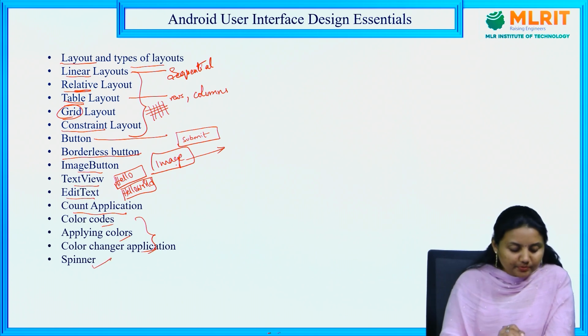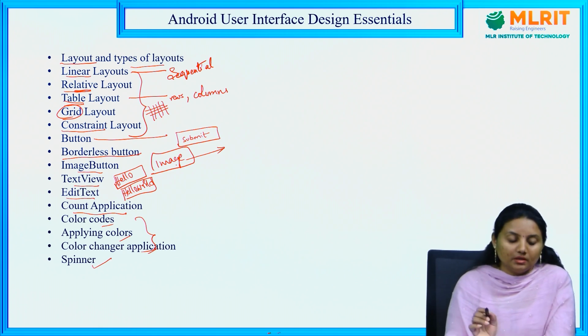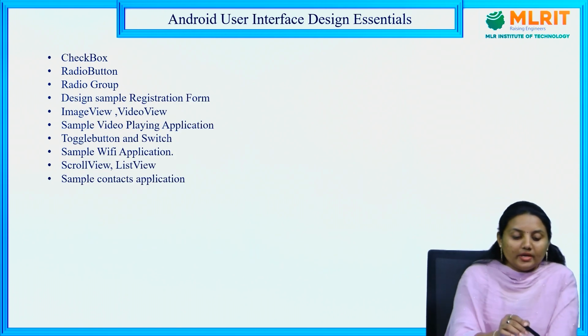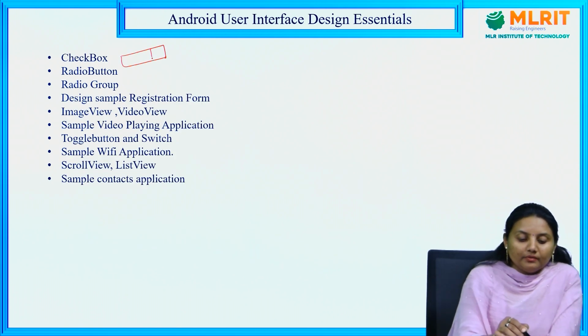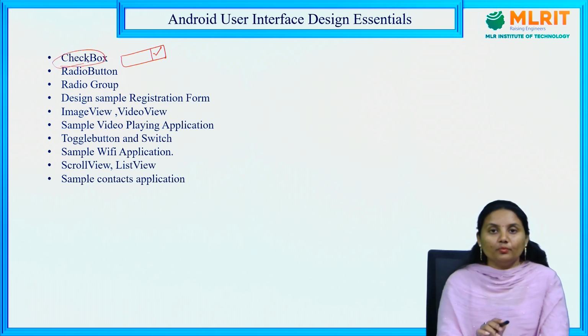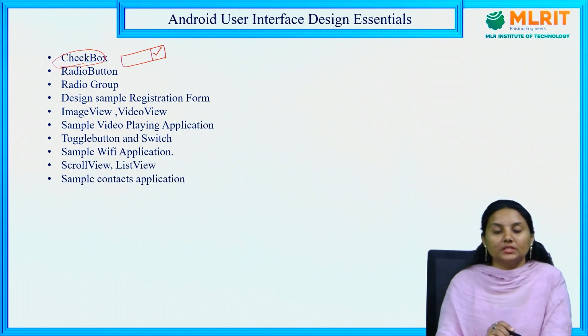Then spinner. Spinner is again where it scrolls throughout the page. And checkbox is where you will get a button with a box, so you can just tick it or you can uncheck it. This is where you can call it a checkbox, where you want to select multiple options from the given options, and you will be using this checkbox.